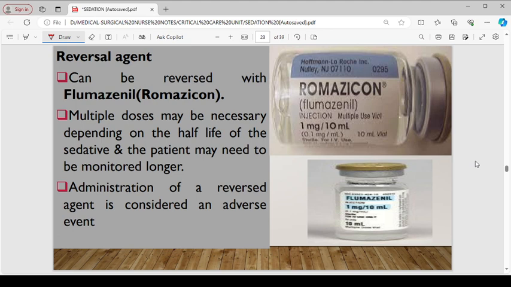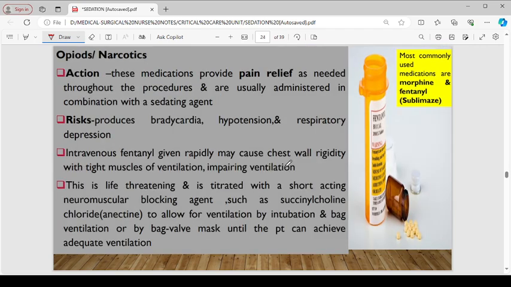However, if you have an overdose, you can reverse it using flumazenil, commonly with the trade name Romazicon. Multiple doses may be necessary depending on the half-life of the sedative, and the patient may need to be monitored longer. Administration of a reversal agent is normally considered an adverse event and has to be documented appropriately.